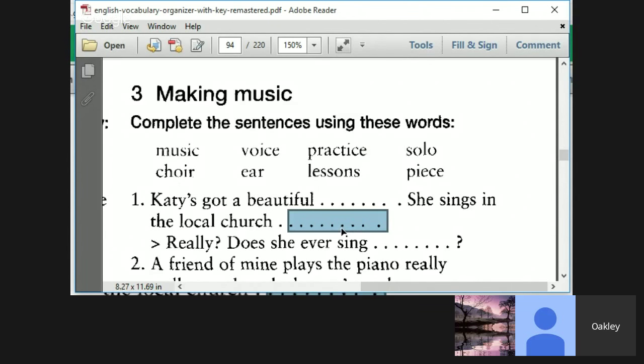Local church. A group of singers who sing specifically in a church. Could be a school. She sings in the local church. Music. Called a choir. It's choir.